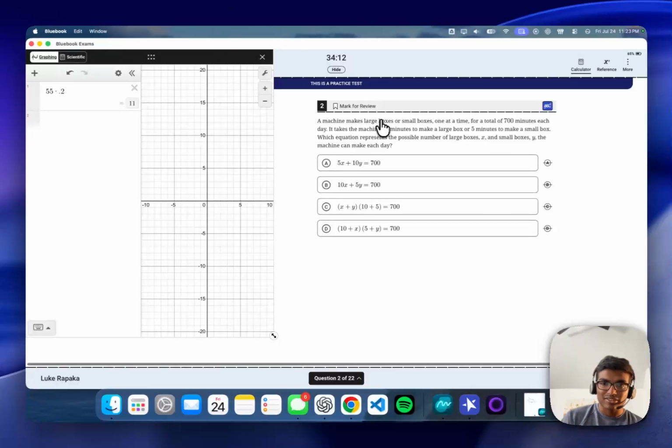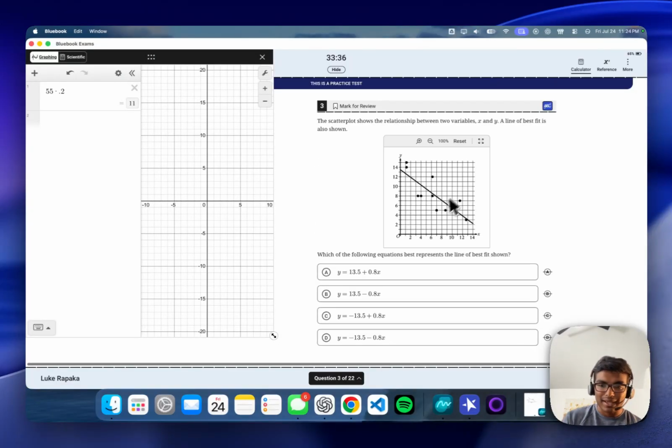Machine makes large or small boxes one at a time. Total of 700 minutes each day. Takes the machine 10 minutes. Okay, so what's the equation essentially? So large boxes are represented by x, so it's got to be 10x and then 5y, right? So essentially what I did here, 700 minutes is the total. Then you have 10x, so 10 minutes per large box x, 5 minutes per small box y. Just add those up and you get 700 minutes, and that's your answer.